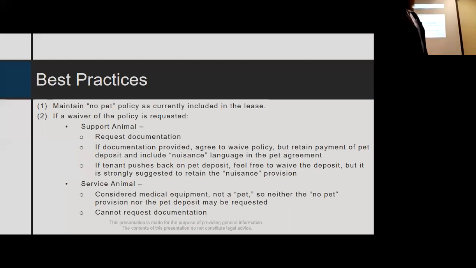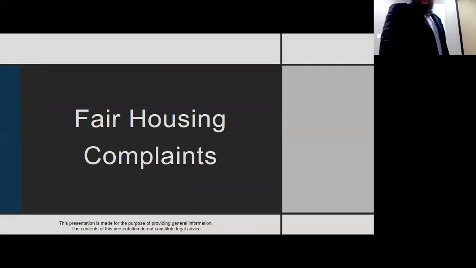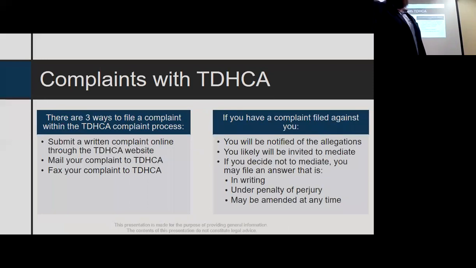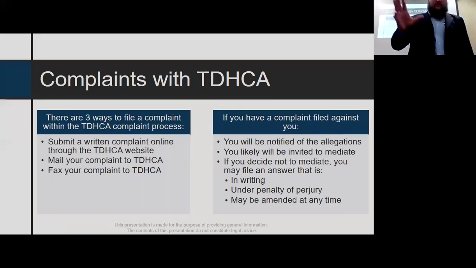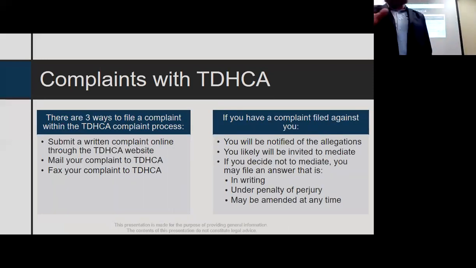So what do you do if you have been discriminated against under fair housing, or if you end up getting a complaint made against you? So we'll look at the complaint process and what that entails. In Texas, there are three ways if you've been discriminated against or you think there's a violation to submit it: either online, you can mail it in, or fax if you actually still have a fax machine.